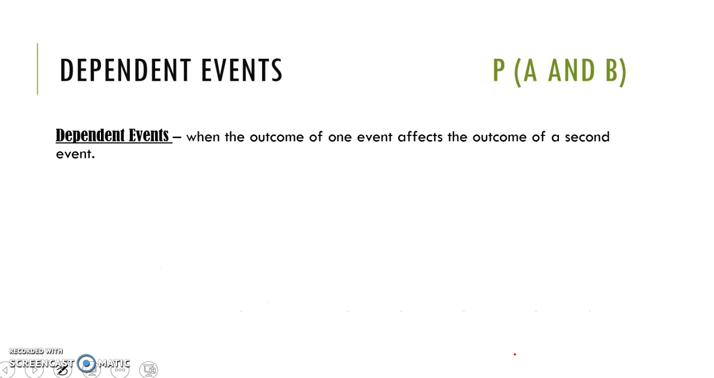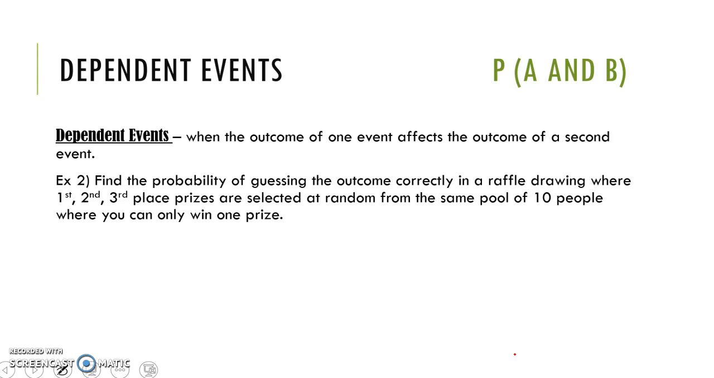So dependent events are when the outcome of one event affects the outcome of the second event. An example of this would be in this situation. Let's say you want to find the probability of guessing the outcome correctly in a raffle drawing where first, second, and third place prizes are selected at random from the same pool of 10 people, and you can only win 1 prize. So for example, let's say that you want to guess who's going to win the first place prize and the second place prize and the third place prize. And so there's 10 people that are eligible for these prizes, and only 1 out of those 10 people is going to win the first place prize.